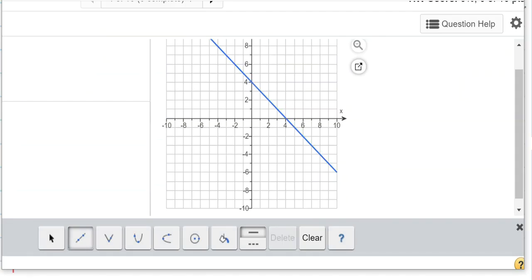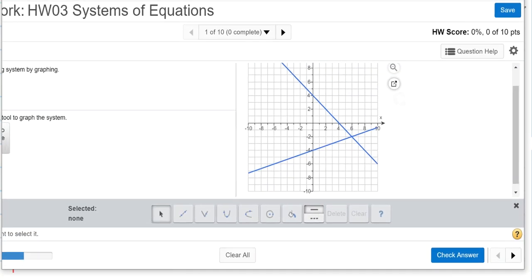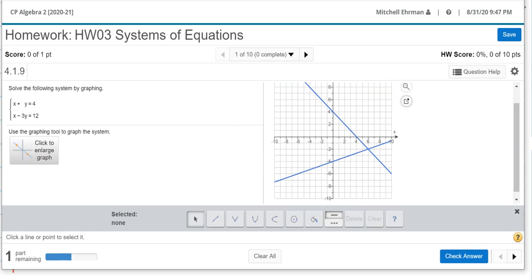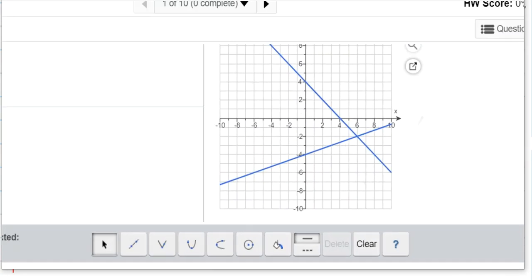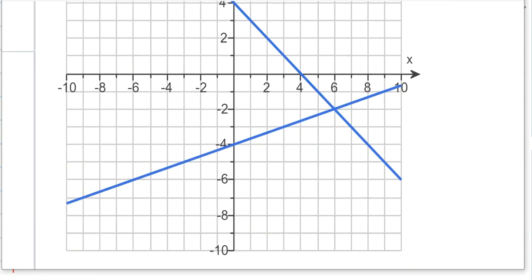We'll again choose our line graphing tool. We'll start with a coordinate right here at -4. And from that coordinate, we will rise 1, run 3, and plot another point. Those 2 points have created a line. And now we can identify our solution. The solution to the system of equations is represented by the coordinate where these 2 lines intersect. And that looks to me like an x value of 6 and a y value of -2.